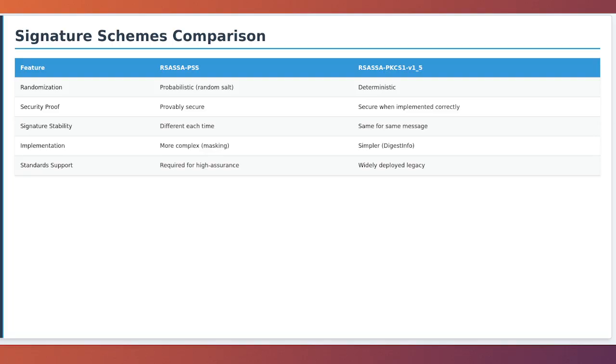PKCS 1 v1.5 has the advantage of being deterministic, which some applications prefer. PSS has stronger security proofs and is preferred for new cryptographic protocols. For maximum compatibility, you might need to support both schemes. Many TLS implementations, certificate authorities, and cryptographic libraries support both PSS and PKCS 1 v1.5 signatures.